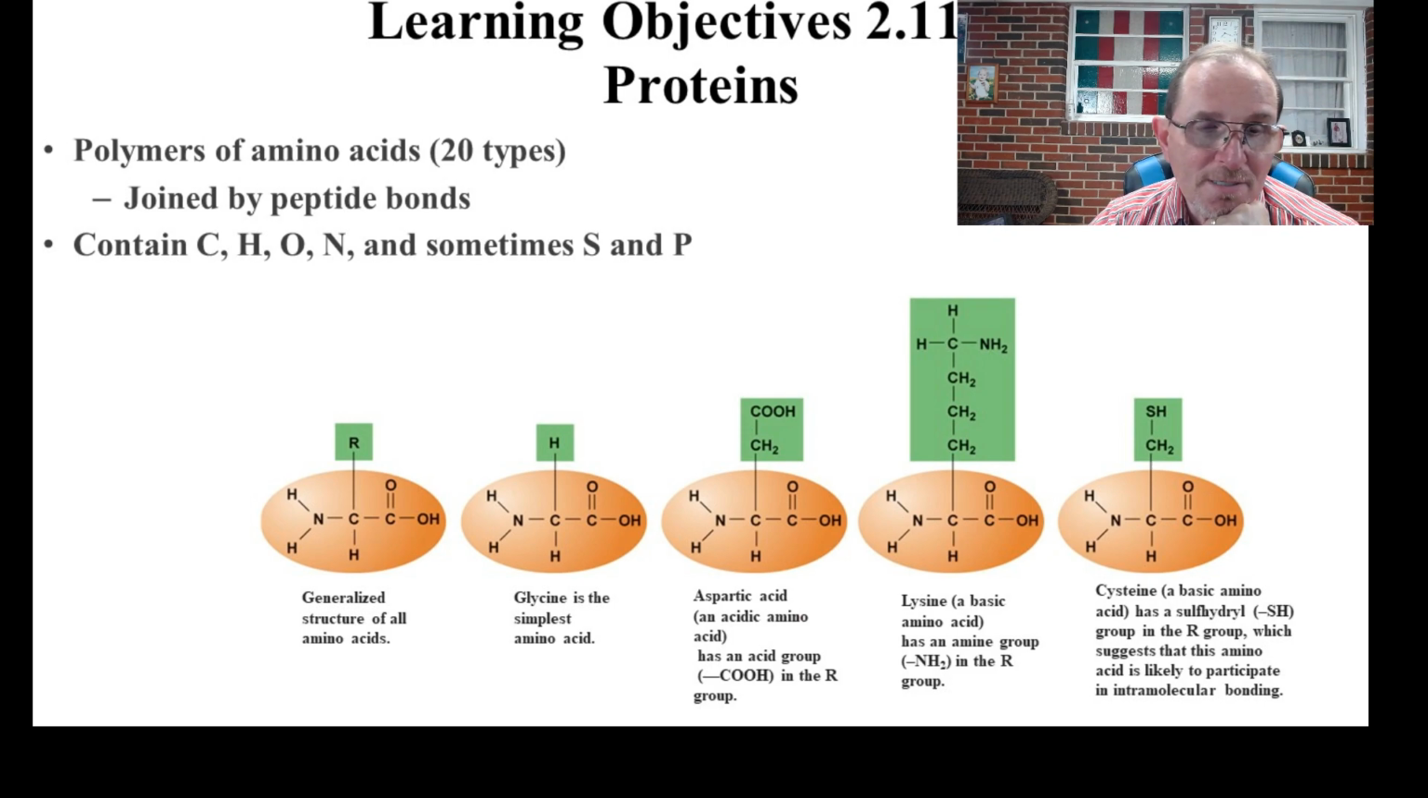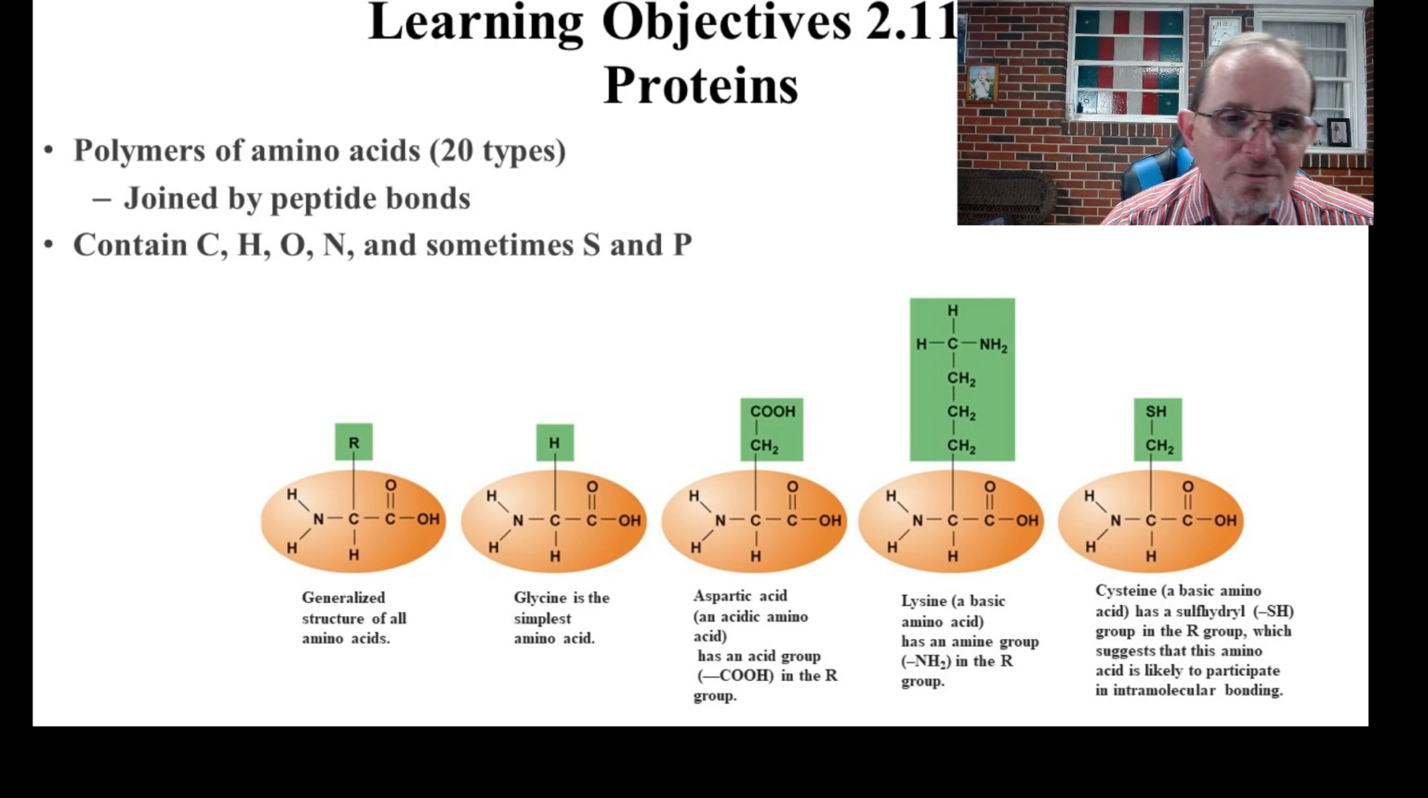It's a dipeptide bond. The amino acids have carbon, hydrogen, oxygen, and they have to have nitrogen because it's an amine group, right? Sometimes you'll have phosphorus and sometimes you'll have sulfur. So in general, this is what it looks like. You've got a carbon with a hydrogen. Attached to one bond is the amino group. That's what makes it amino. Attached to the other side of that carbon is the COOH, the carboxyl group, which makes it an acid.